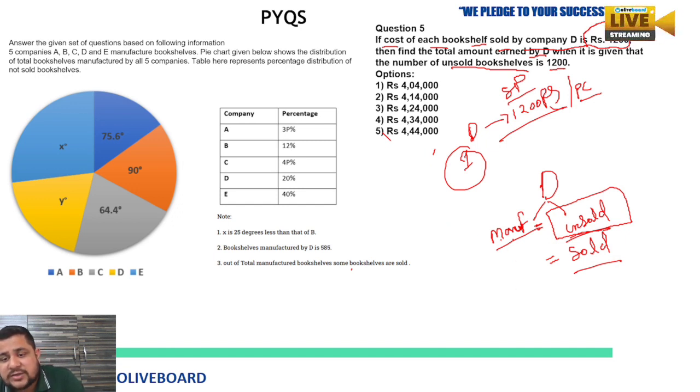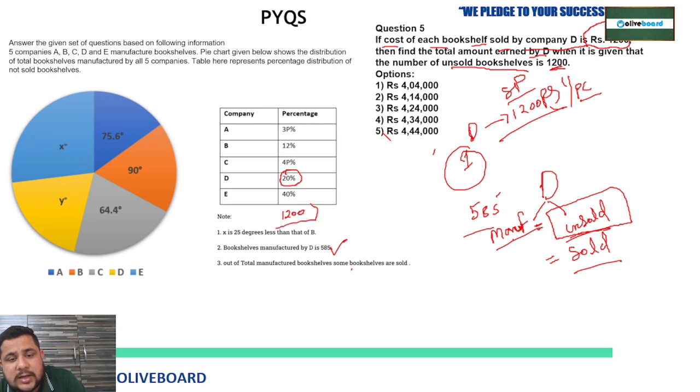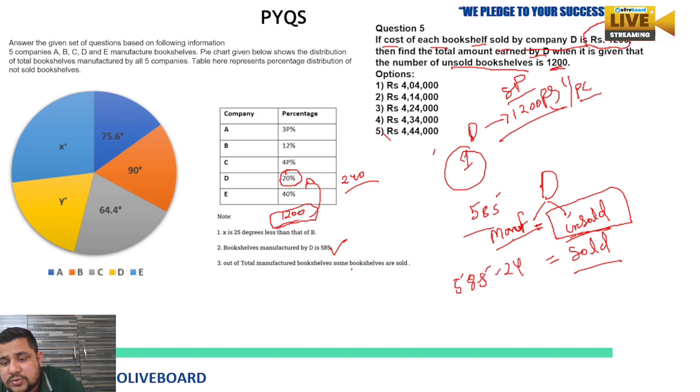So total manufactured by D is 585, that is given. You can see it here directly. Minus unsold. Unsold by D is 20% of total unsold, which is given as 1200. 20% of 1200: 10% of 1200 is 120, just double that means 240. So 585 minus 240, you will get 345. We have calculated this earlier also, right?